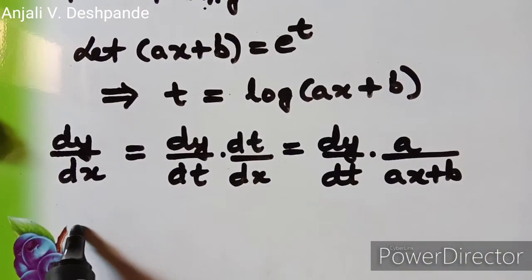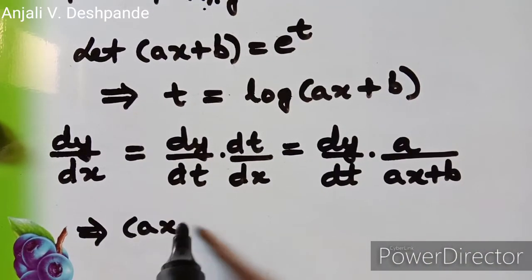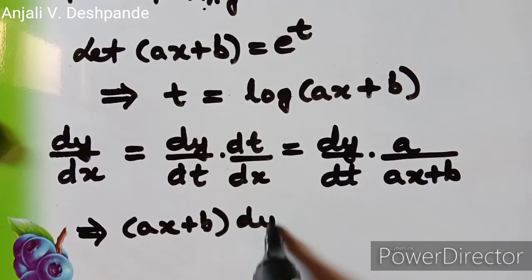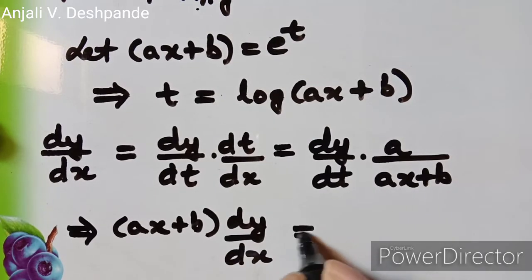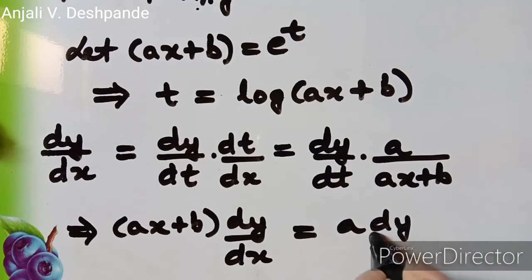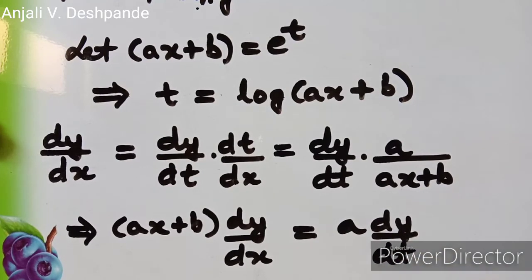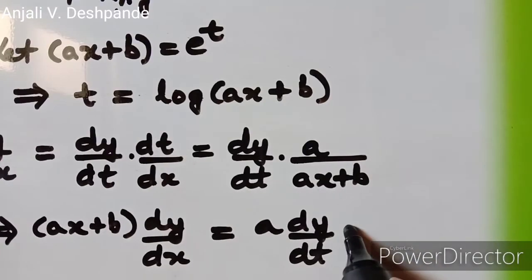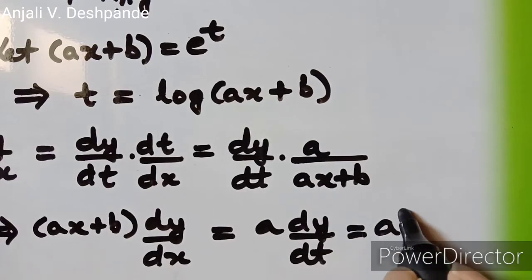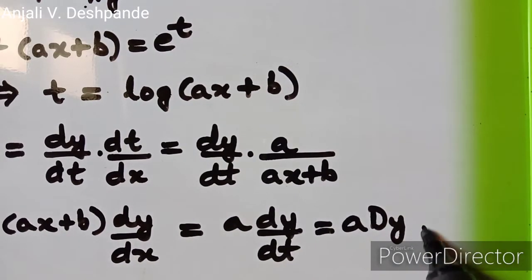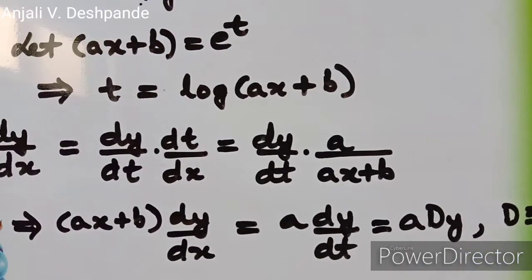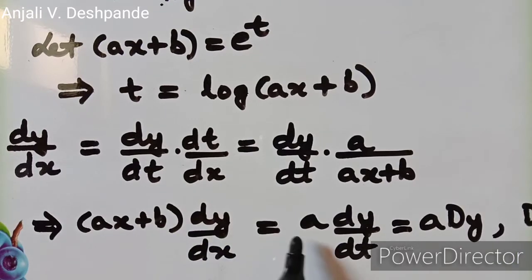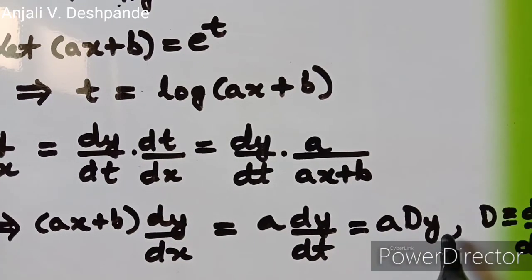Okay, this implies that ax plus b into dy by dx is equal to a into dy by dt, and this we will write as a into Dy, using the D operator, where D is nothing but d by dt. So what have we done? We have got ax plus b into dy by dx is equal to a into Dy.